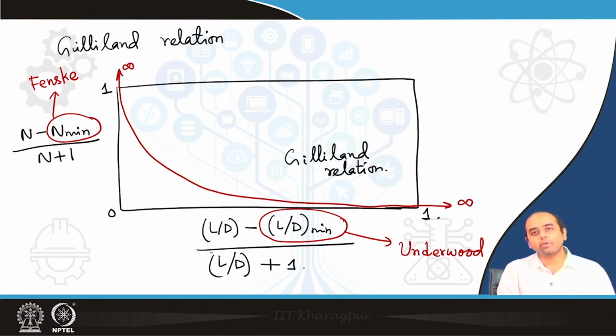Okay, so I hope all of you have liked this class. This is actually a shortcut method of calculating the number of stages or the reflux ratio, whichever is not specified, based on the Fenske and Underwood relations, which are coupled together using the Gilliland correlation. Thank you for listening and for your attention in this class.